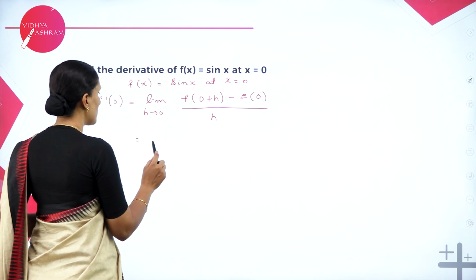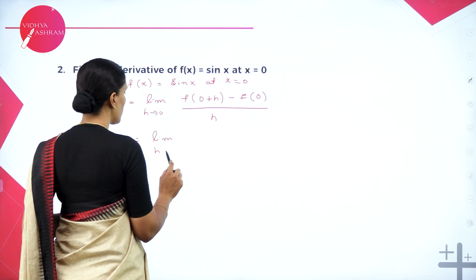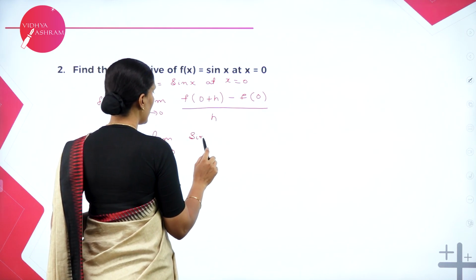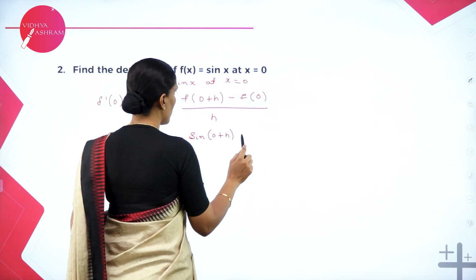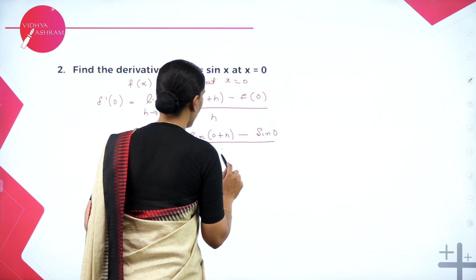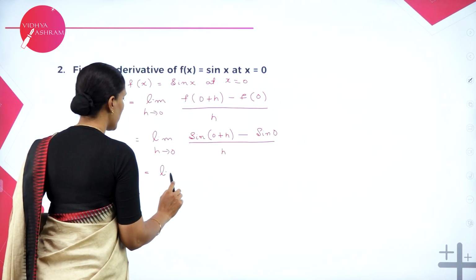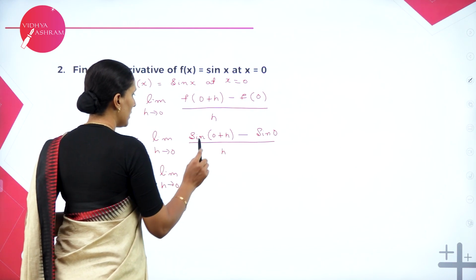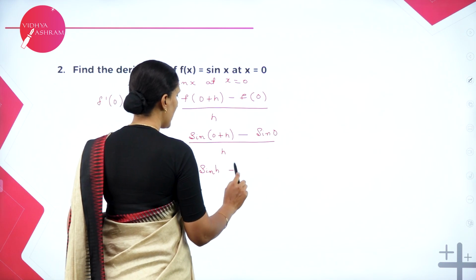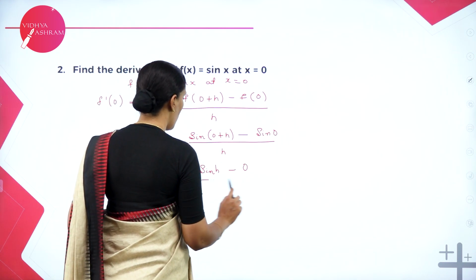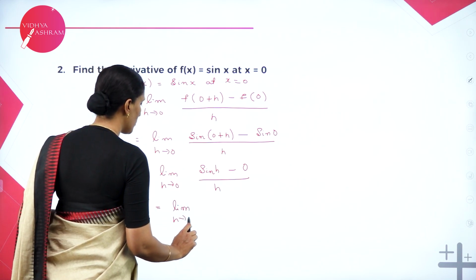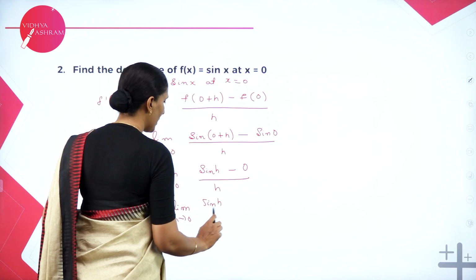Now here this becomes limit as h tends to 0. So f of 0 plus h can be written as sine of 0 plus h minus f of 0, which means sine 0, whole divided by h. Now apply the limit as h tends to 0. Sine 0 plus h is sine h, minus sine 0, whose value is 0, whole divided by h. So we will get limit as h tends to 0 of sine h by h.